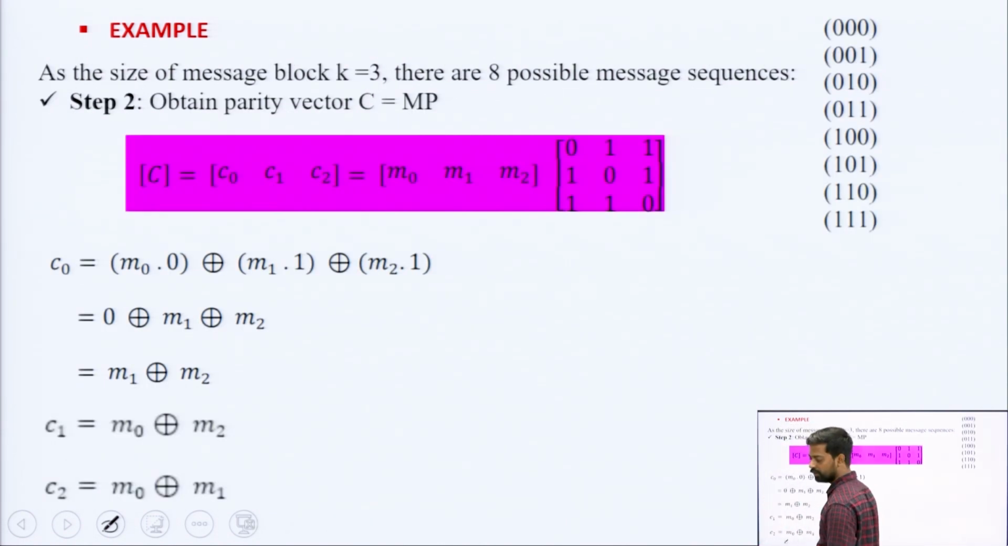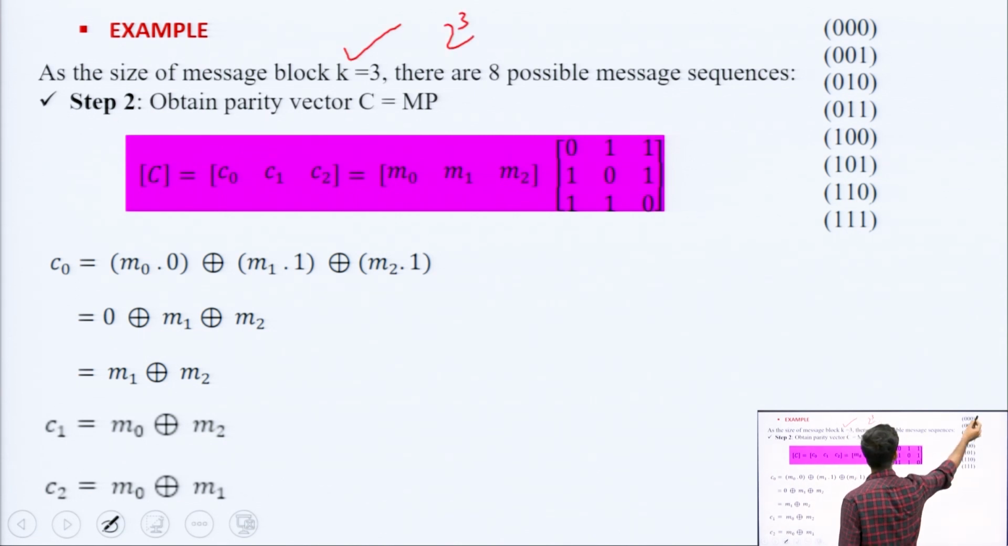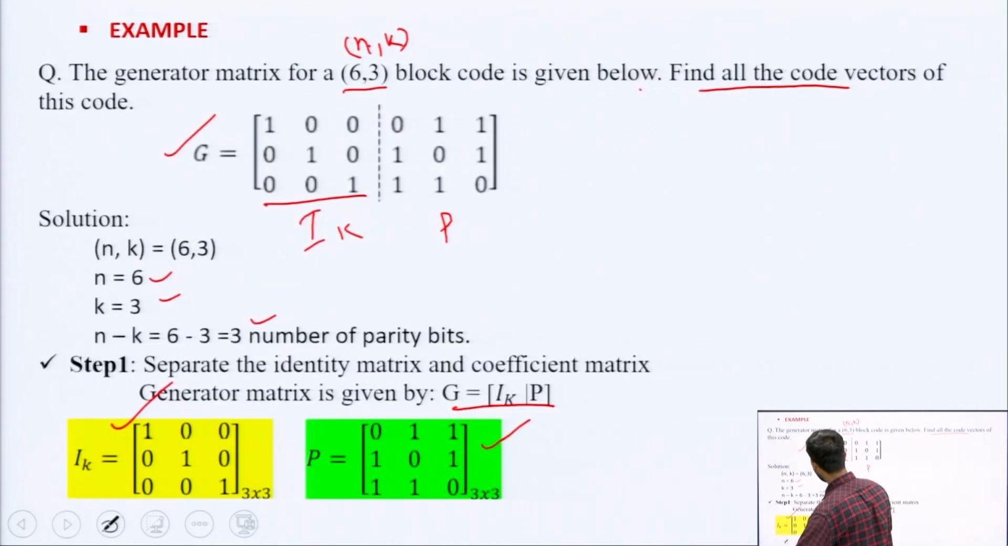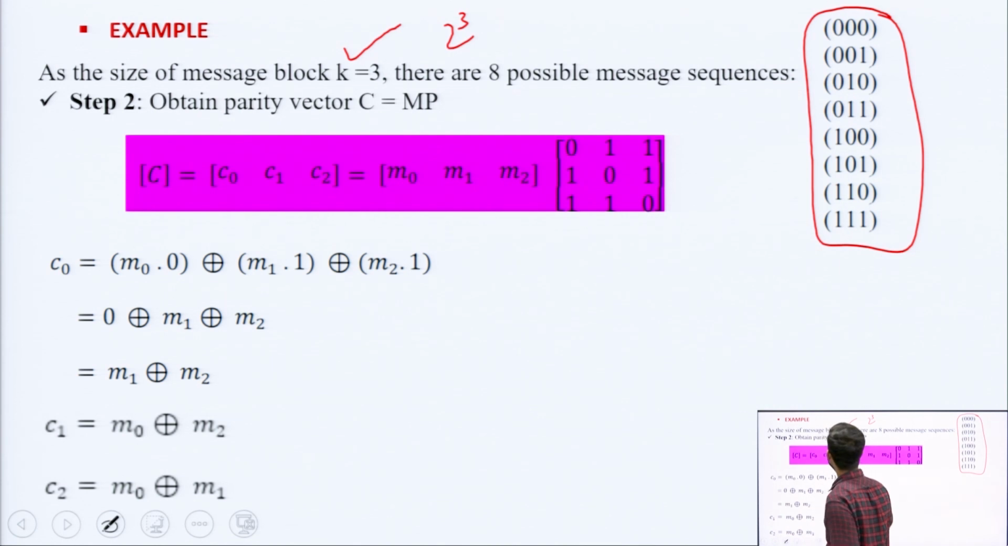The size of the message block is k equal to 3, so there are 2 to the 3, that is 8, possible message sequences. In the first step we have identified the identity matrix and the parity coefficient matrix. The next step is to obtain the parity vector C equal to M times P.